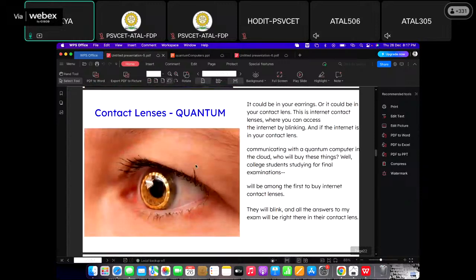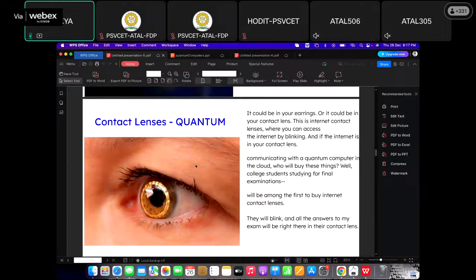Then let's talk about some quantum computing products. One or two years later, this product will already exist. This is a contact lens. I repeat once again: this is one of the finest products made possible by quantum computers. It could be in your earrings, or it could be in your contact lens. This is the internet contact lens, where you can access the internet by blinking.